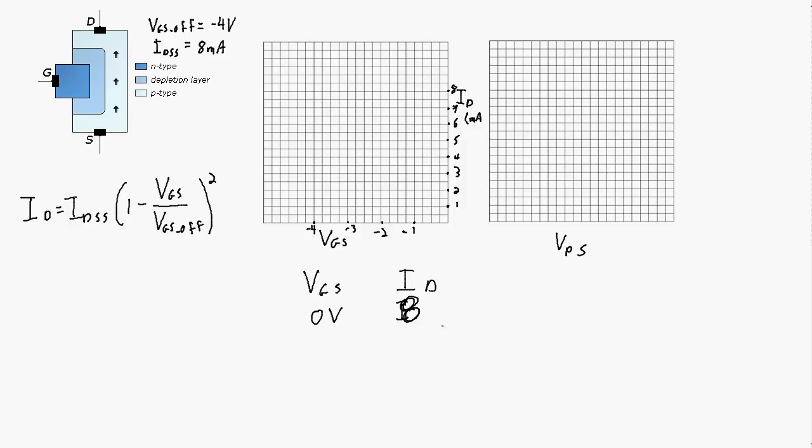So we end up with IDSS, which is 8 milliamps. So at 0 volts, we're going to have a point right there. 0 volts, 8 milliamps.